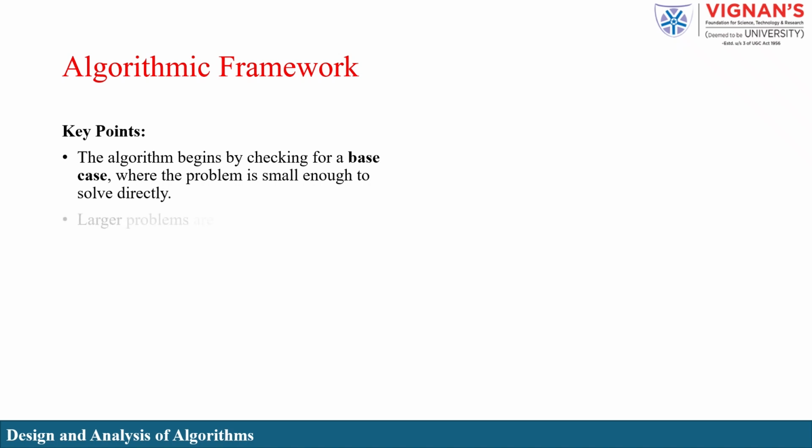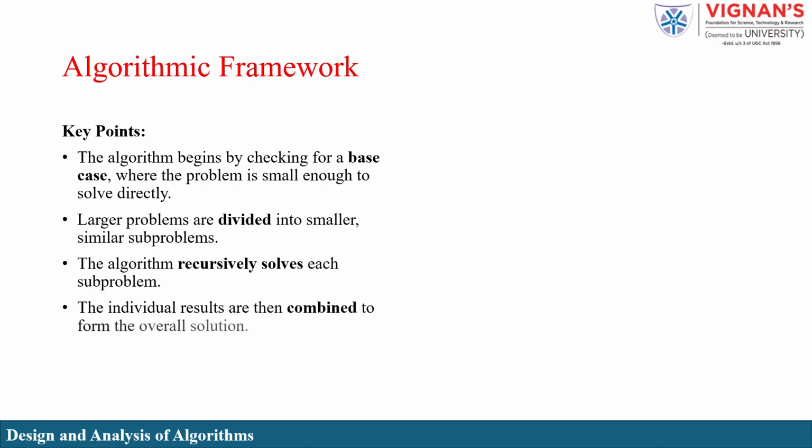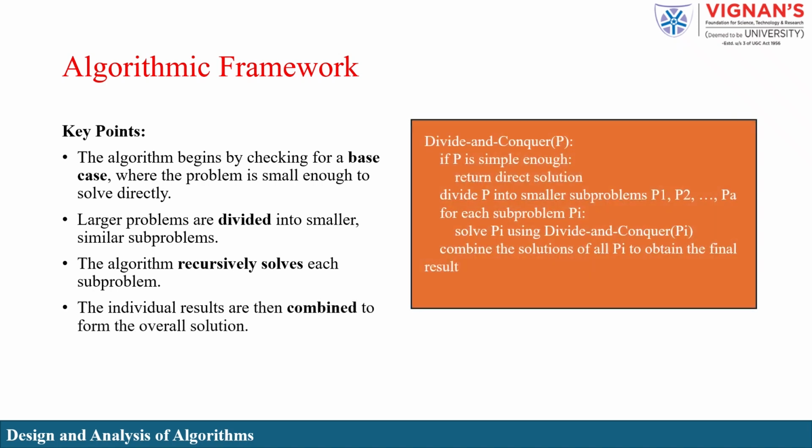When the problem is larger, it is divided into smaller, similar subproblems. Each of these subproblems represents a reduced instance of the original task. Next, the algorithm recursively solves each of these subproblems by applying the same divide and conquer procedure again. Once all subproblems have been solved, their individual solutions are combined to form the final output. This structure is summarized using the generic divide and conquer pseudocode.